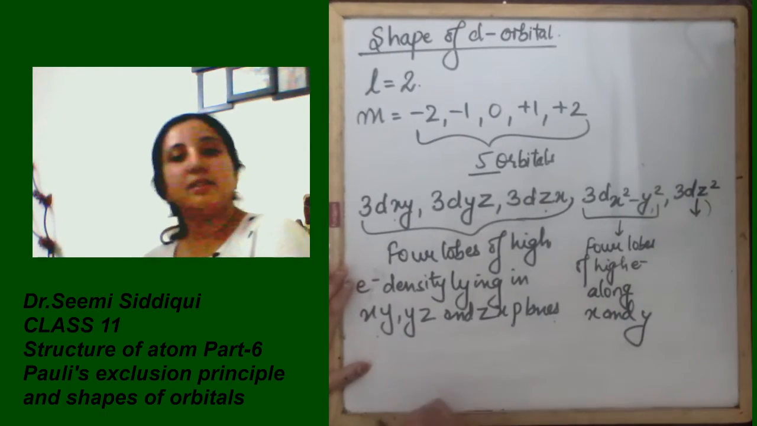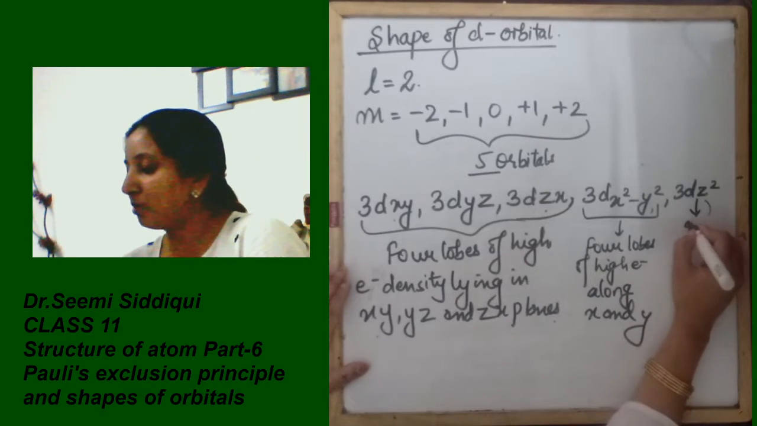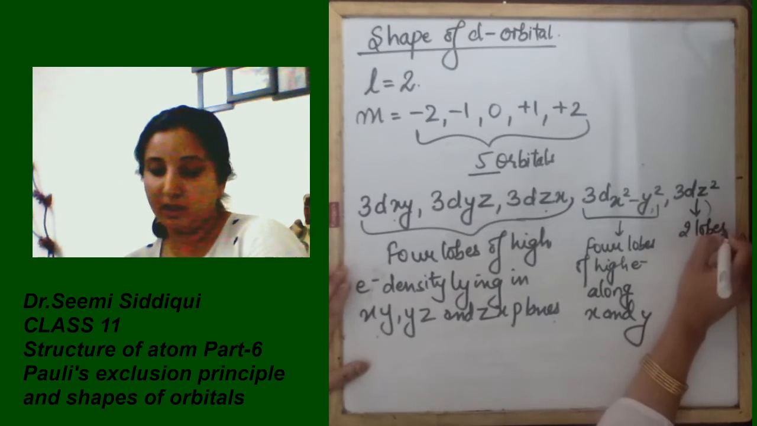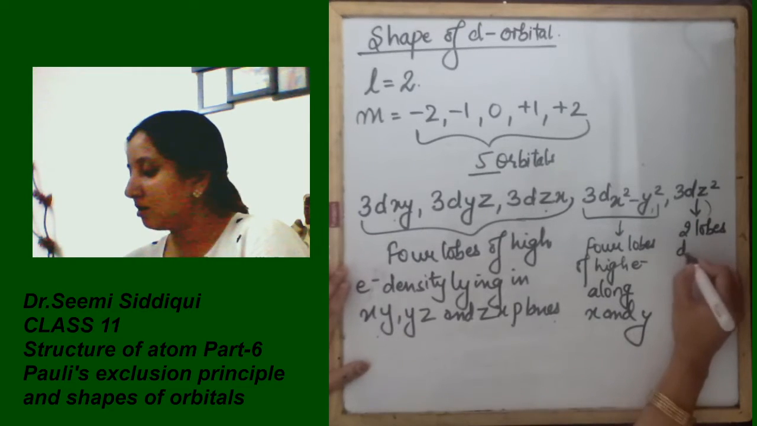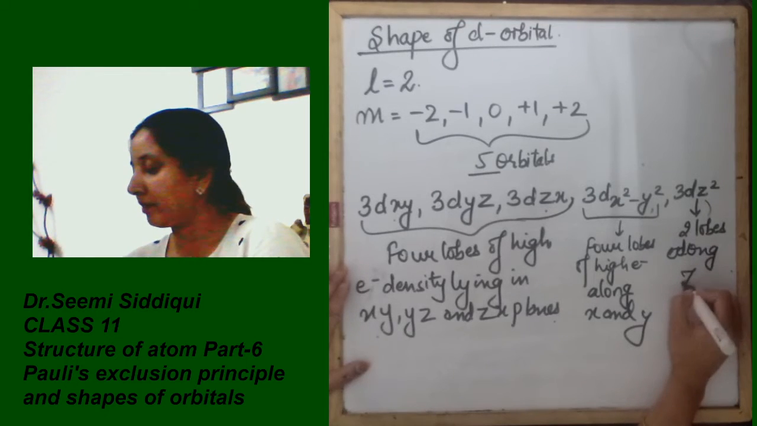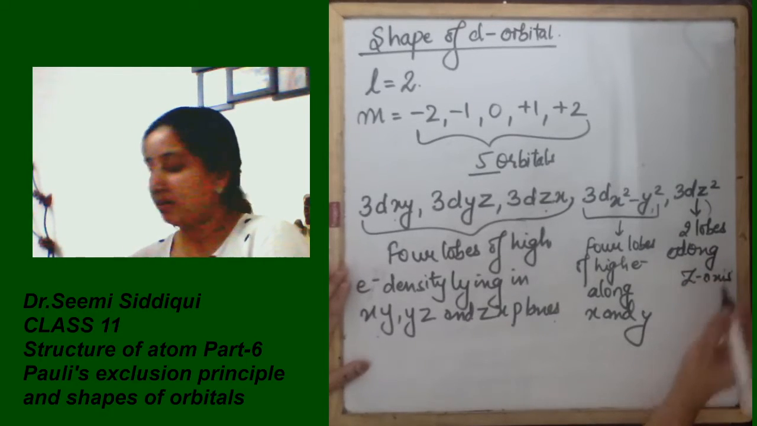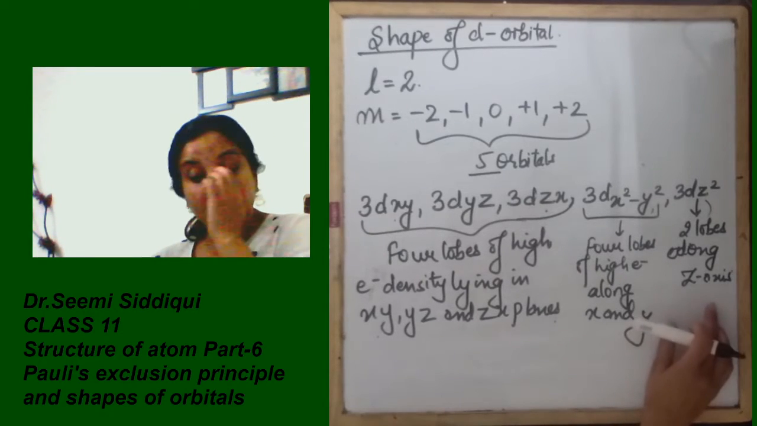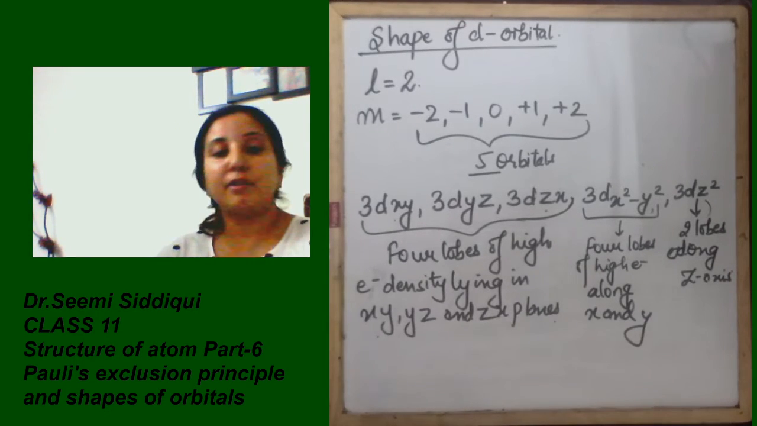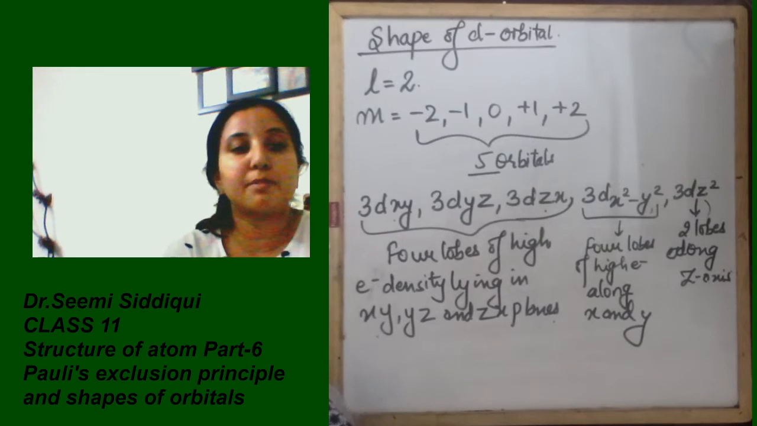Your dz square is going to have only 2 lobes, along the z-axis. Let's look at the figure. With the figure I will explain it to you.